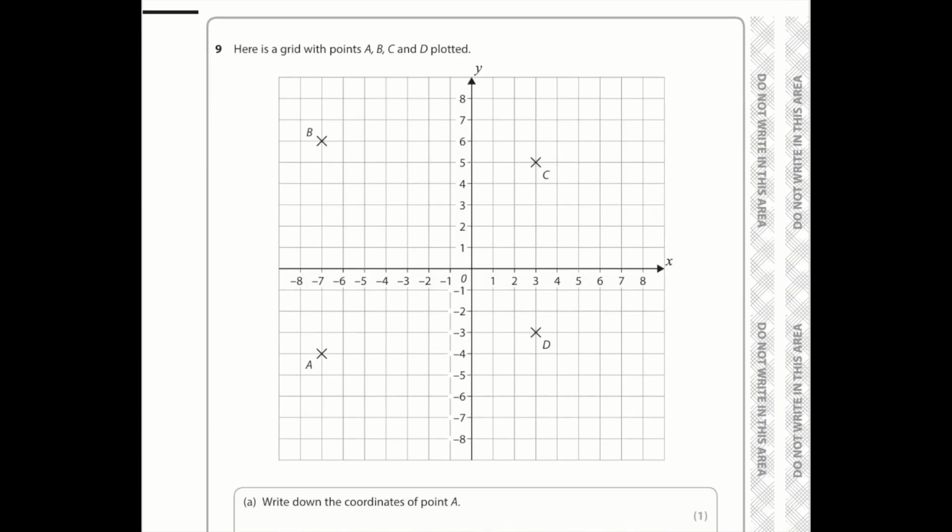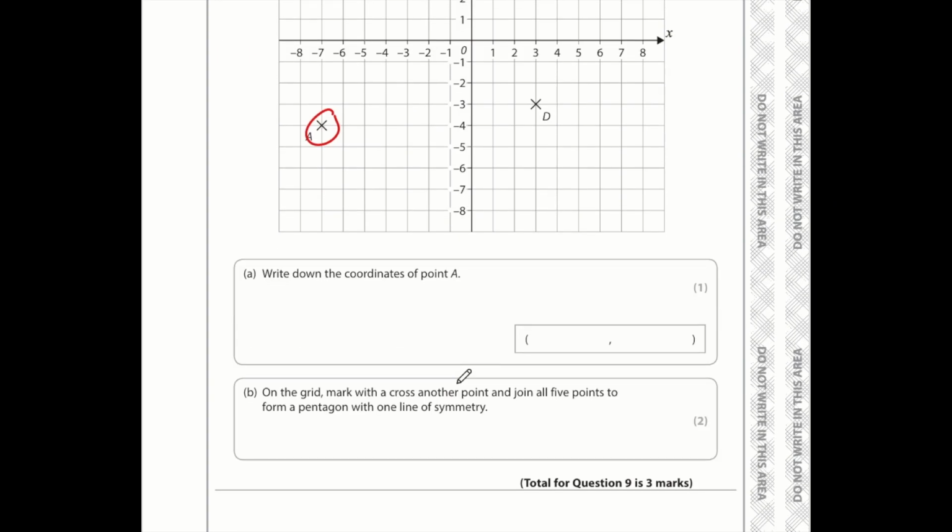Okay, so question number 9, write down the coordinates of point A. So remember, we need to go across and then down. So we're going across to -7 and then down to -4. So the coordinates are -7, -4.